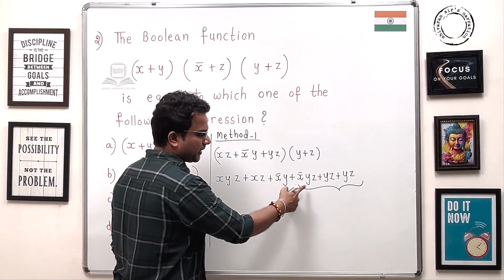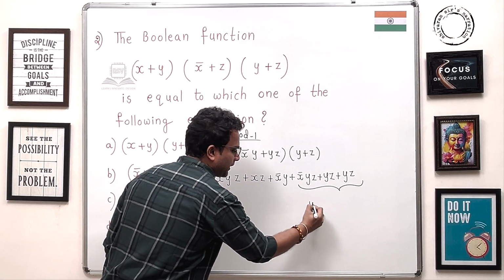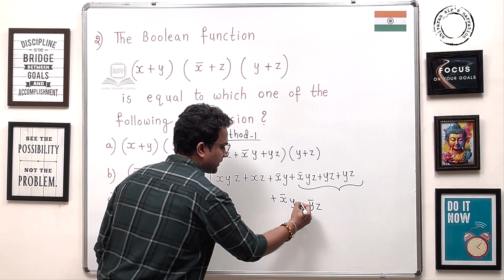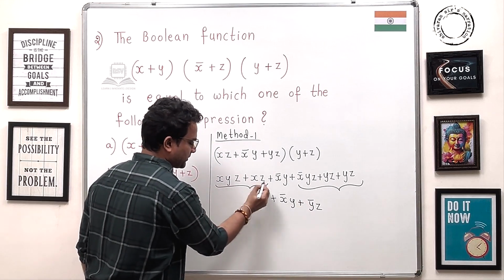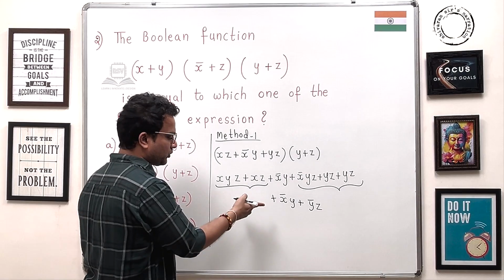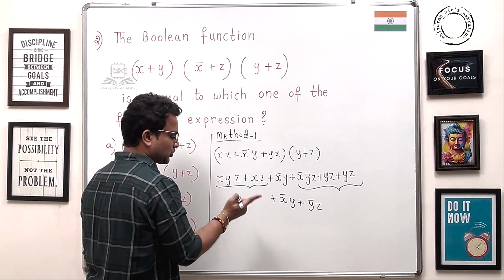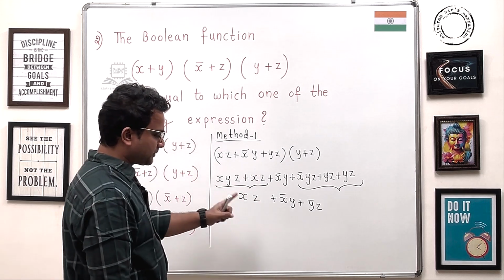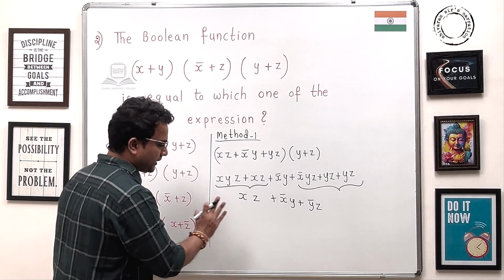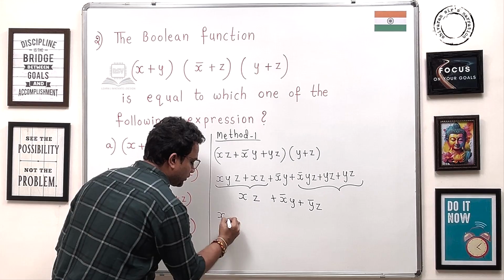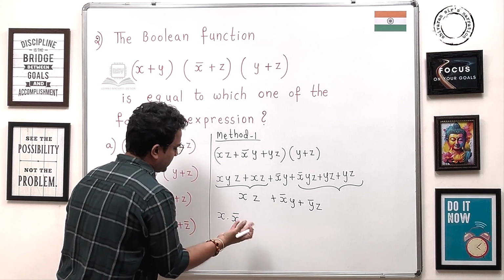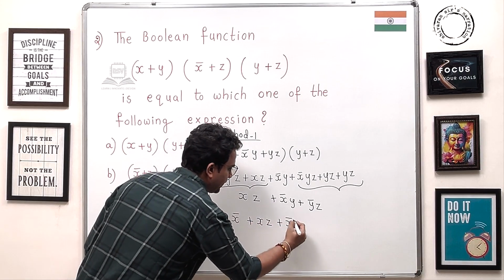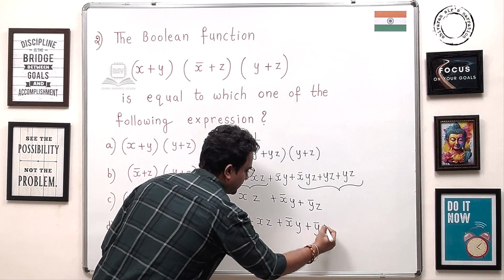yz into (x bar plus 1) you get yz only. Anyway, this x bar y is as it is. However, in these two terms, xz you can take common, xz into (y plus 1), so that it's 1, hence it is xz. This is the expression. Now what we can do is, here we can add x into x bar, because x into x bar is 0 only, plus xz, x bar y, yz.